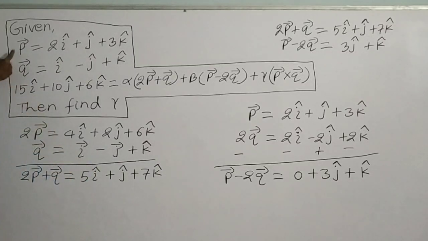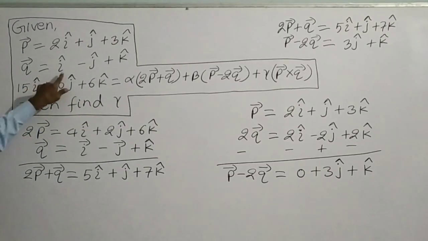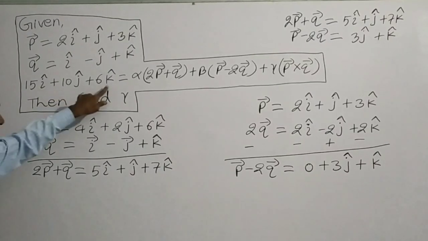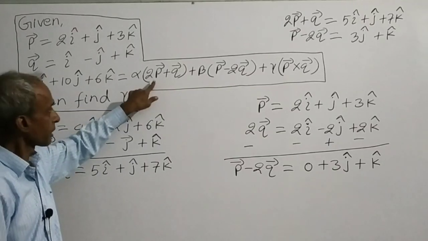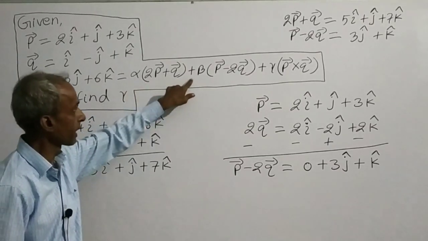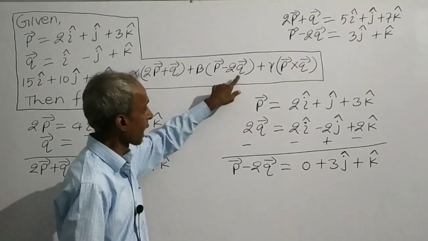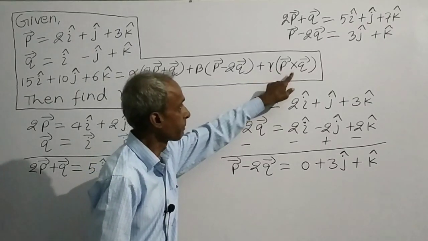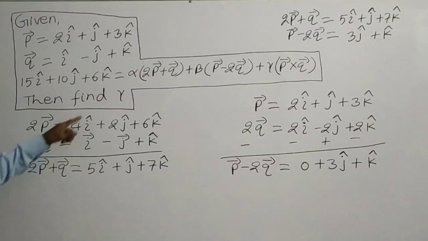In this question, vector P is given, vector Q is given, and it is also given that this vector is equal to alpha times vector 2P plus vector Q plus beta times vector P minus 2 times vector Q plus gamma times vector P cross vector Q. Then we have to find the value of gamma.